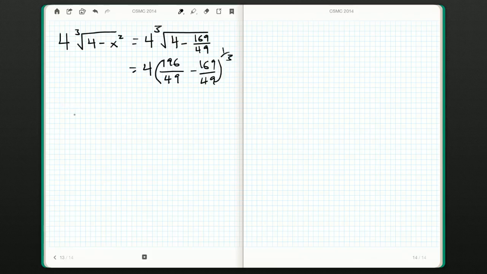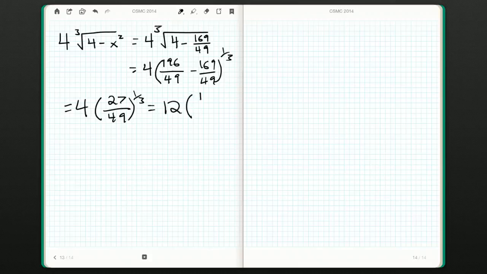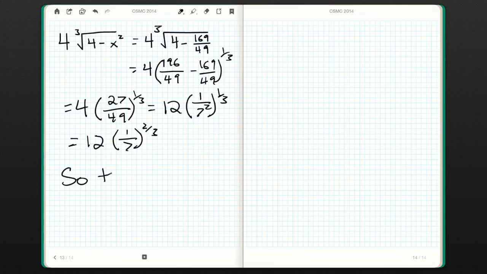Okay, so that's equal to 4, and then 27 over 49 to the 1/3. Well, the 27 pops out, becomes a 12, and then it's 1 over 49 to the 1/3. Well, that's just 7 squared, so we get 12, 1 over 7 to the 2/3. So this one does indeed work.